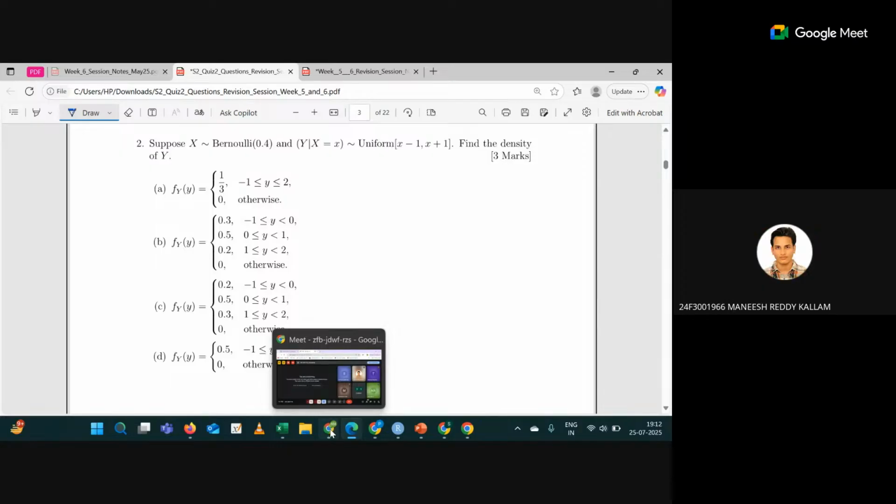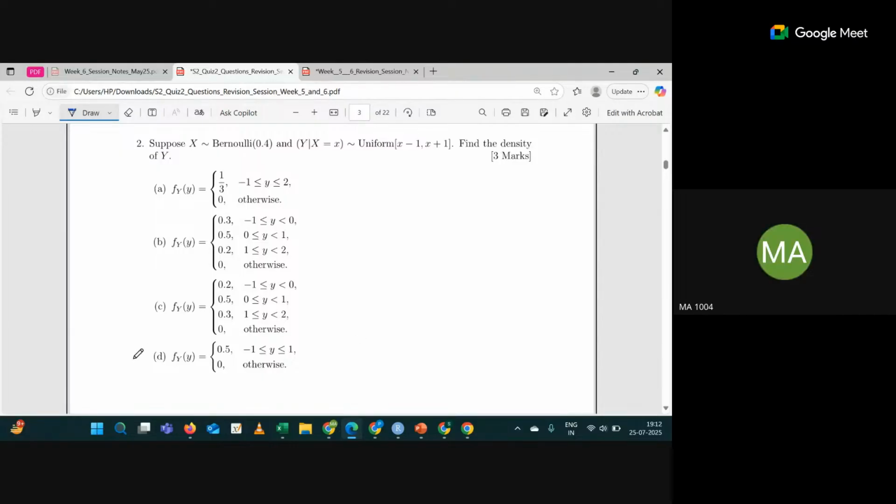Sir, is it option D? We'll see. I don't know. Okay, so I got one vote for option number D. But I don't think option D should be correct, because what is the good approach? Try to draw the graph first.